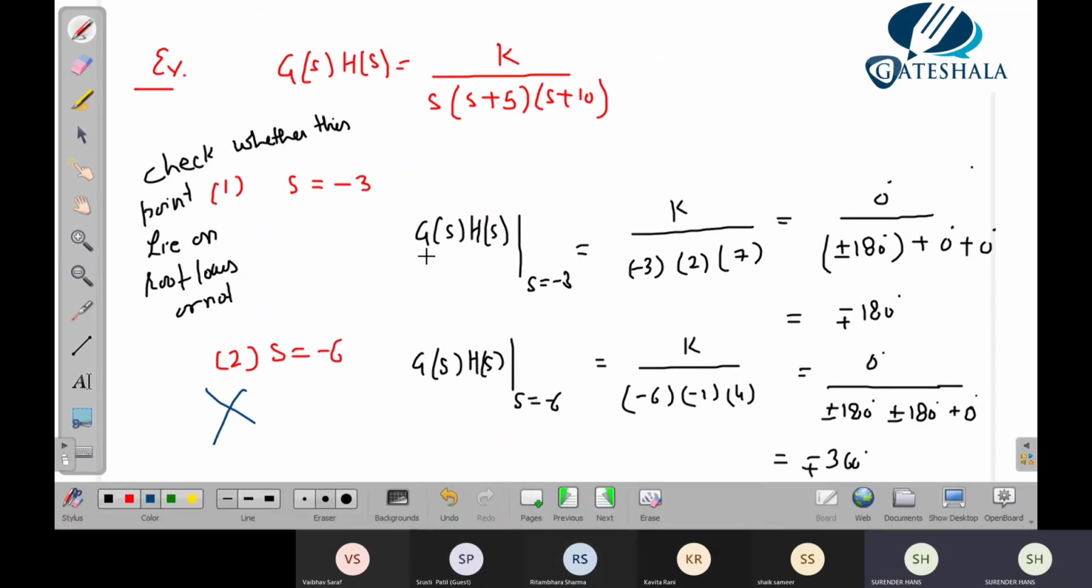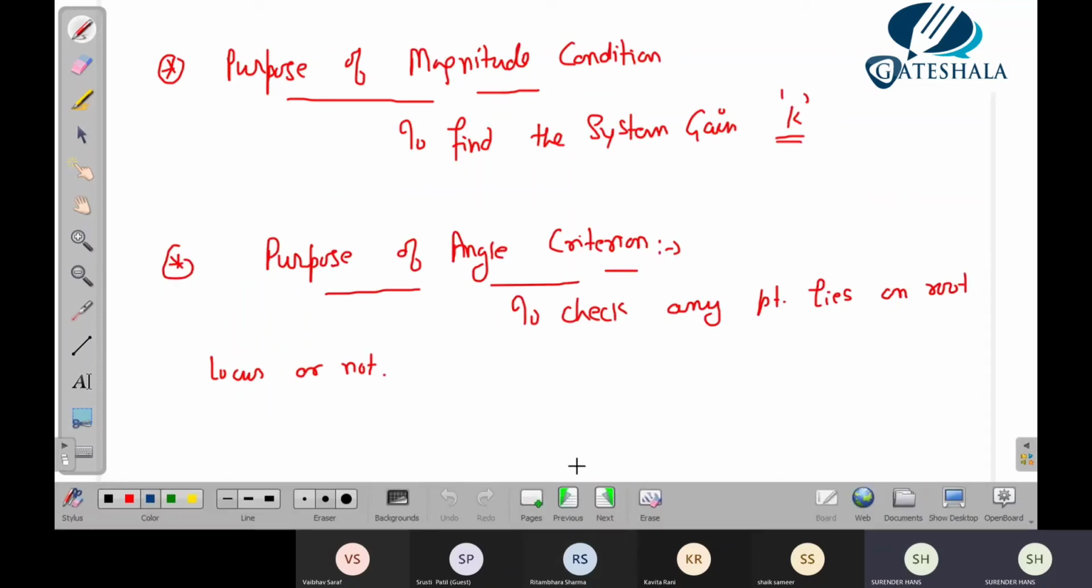Yes, yes. Now see, this angle criteria and magnitude criteria, out of these two criteria, first is the magnitude criteria and second is the angle criteria. So out of these two criteria, the magnitude criteria is not so important. The angle criteria is very important because any value of S or any point that satisfies the magnitude criteria may not satisfy the angle criteria. But any value of S, any point that satisfies the angle criteria will also satisfy this magnitude criteria.